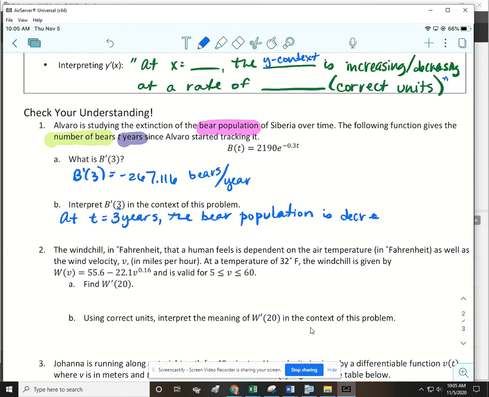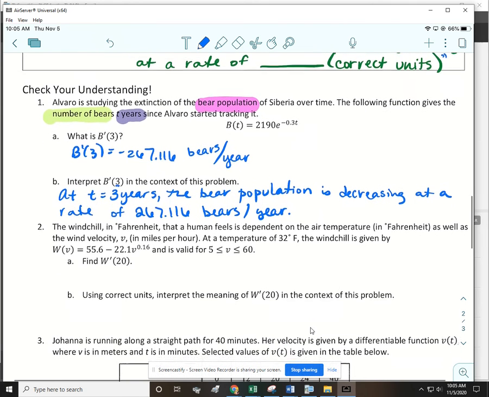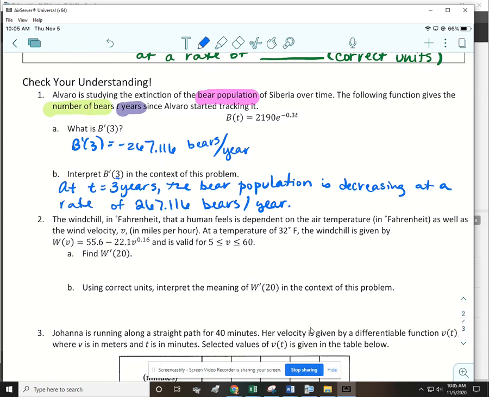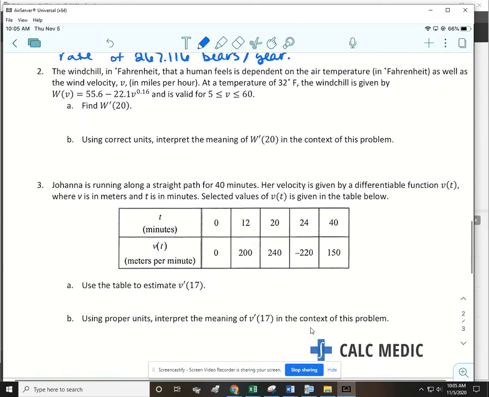Sorry, I'm struggling writing words. At a rate of 267.116 bears per year. Now, when you say decreasing, don't write negative. If you want to write negative, you could say changing. But we would say decreasing takes care of the negative, and then you just use the absolute value of the number.